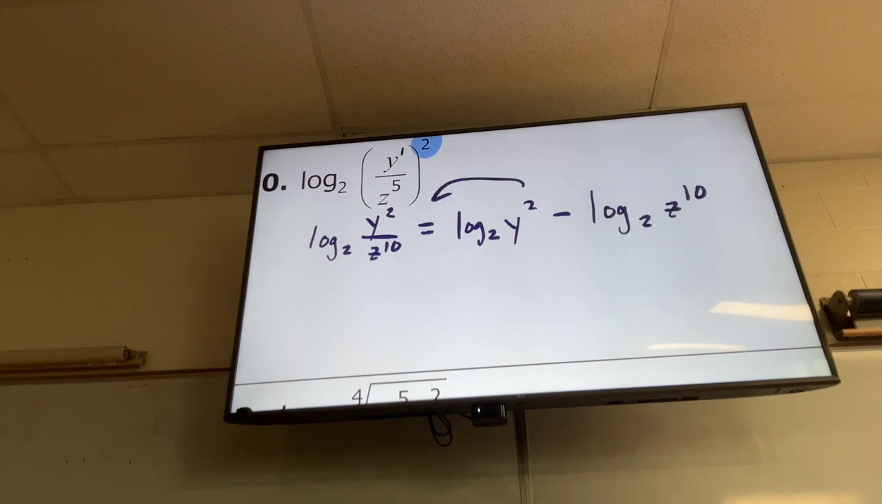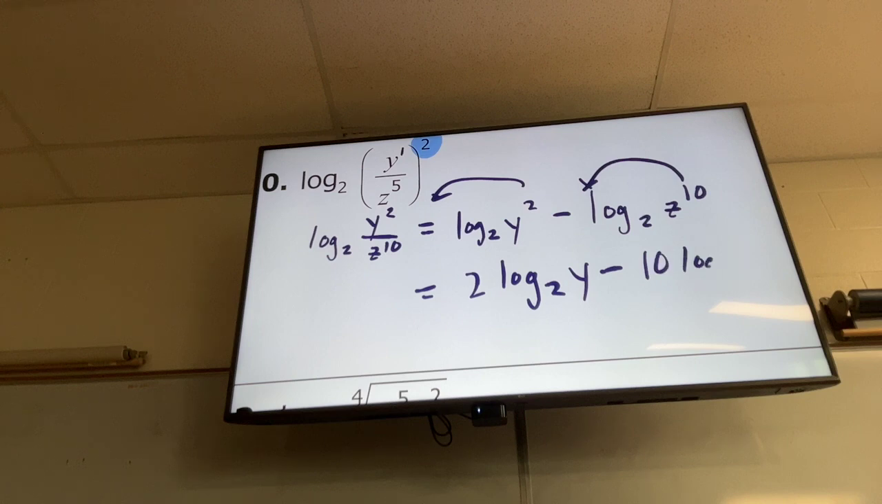And then move those exponents outside. So when you're expanding, the exponents become coefficients. When you're combining, the coefficients become exponents. So right now we're expanding. You feel okay about this? It's new.